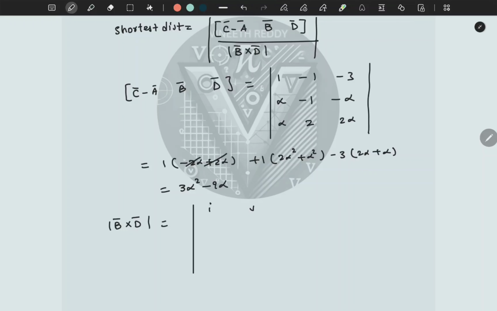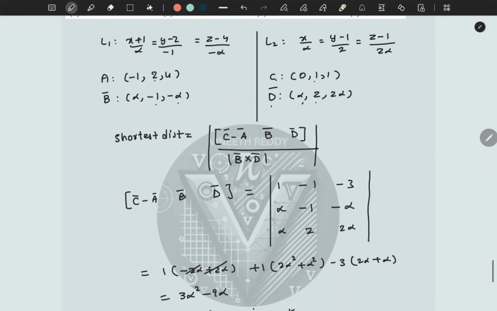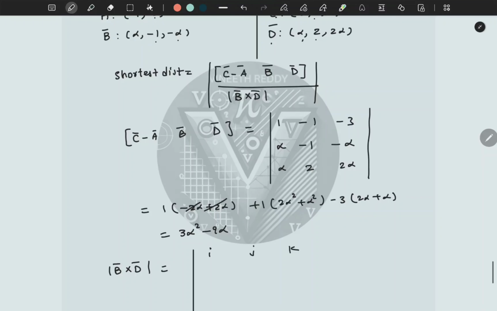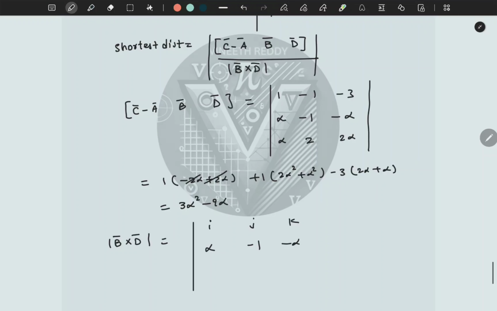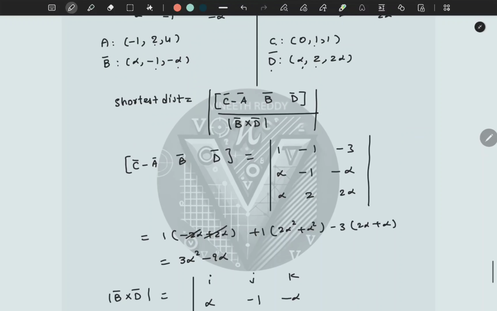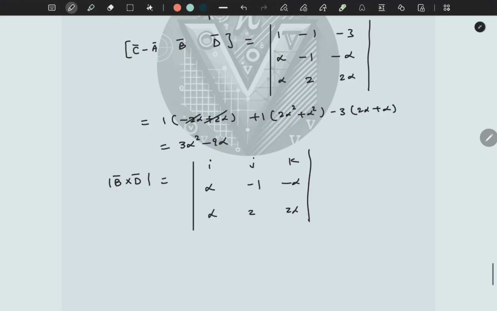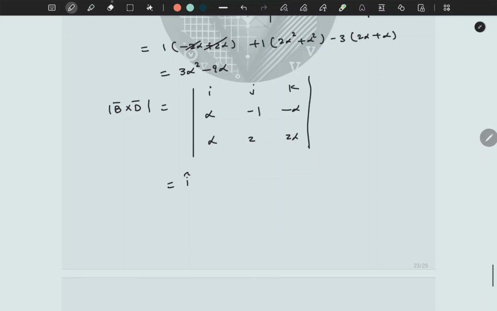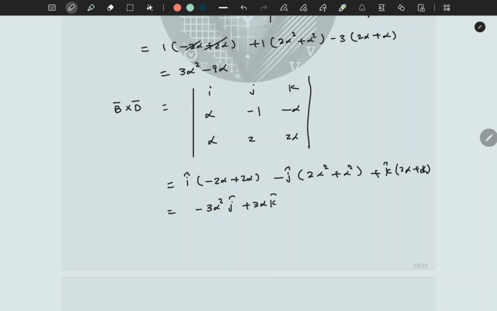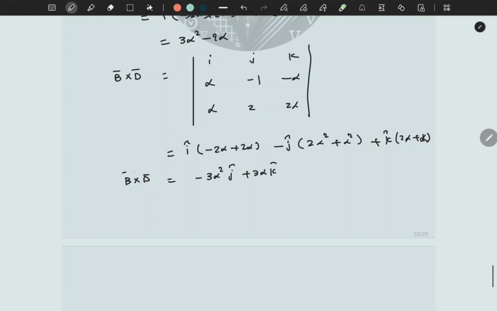Perfect. And then we will now find B cross D. So that will be i, j, k. I hope you know how to find the cross product. The position vector of B is alpha i cap minus j cap minus alpha k cap, so we write alpha, minus 1, minus alpha, and here the position vector of D, that is alpha, 2, 2 alpha. So B cross D will be i cap into (minus 2 alpha plus 2 alpha) minus j cap into (2 alpha square plus alpha square) plus k cap into (2 alpha plus alpha). So we get 0 i cap minus 3 alpha square j cap plus 3 alpha k cap. So this is B cross D vector.